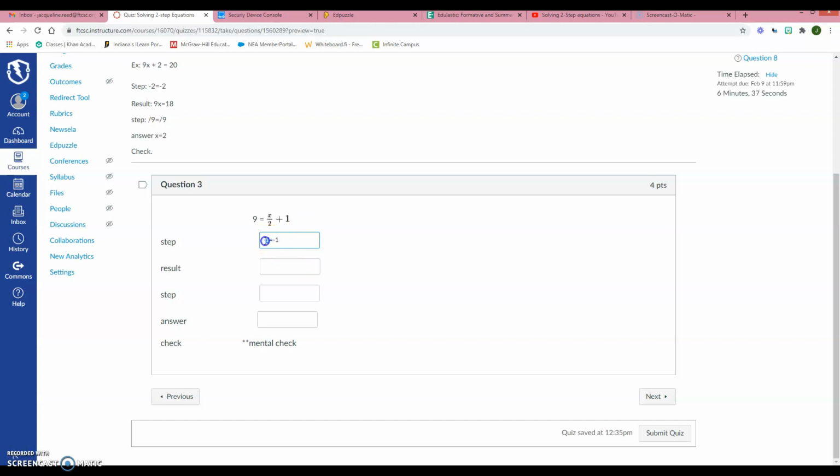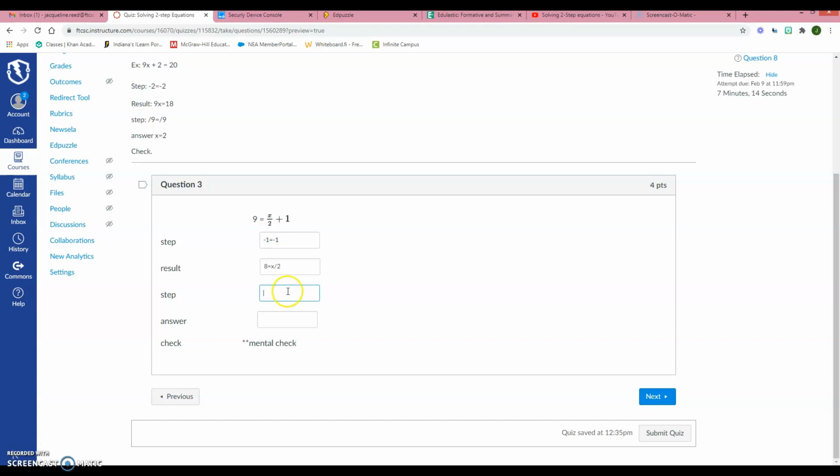So I'm showing -1 on the left side of the equal sign and -1 on the right side of the equal sign. Result is, what do you get after you subtract 1 on both sides? So on the left side of the equal sign, 9 minus 1 is 8. And then on the right side, my 1's cancel, so I'm left with x over 2. But again, we can't type this in here, so we're just going to use the backslash to show that it's dividing. So x divided by 2.